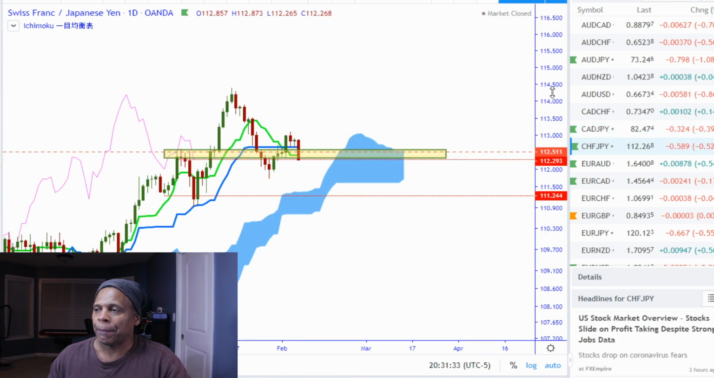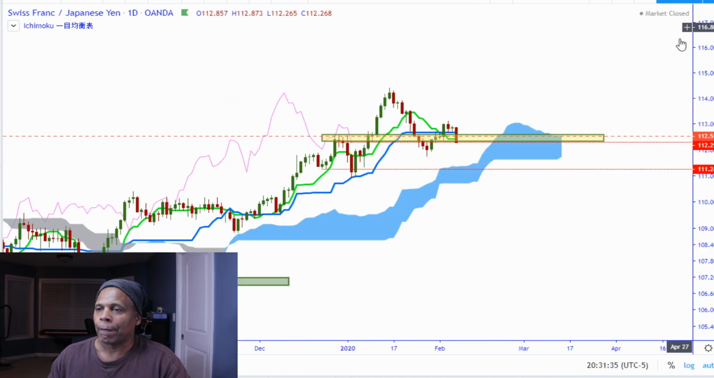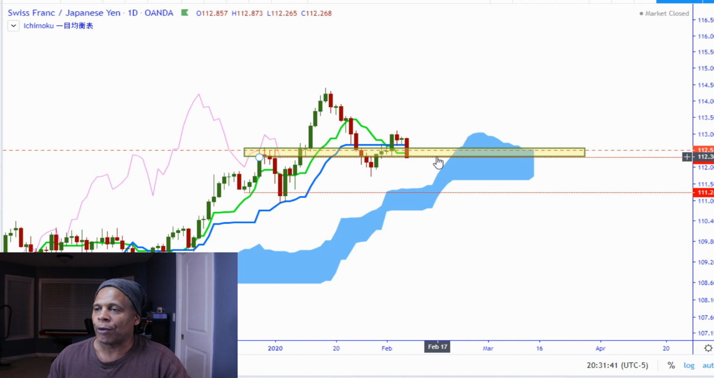Swiss franc yen. We're actually looking at the market sitting at a level, but I don't know if it's going to honor that level. We're waiting to see there.